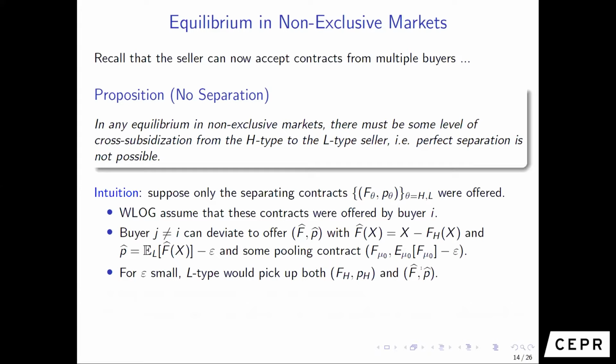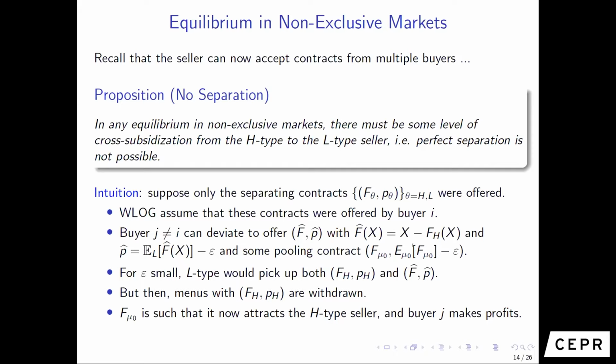This is great. Now, of course, here we have menu withdrawals. So what will happen? Whichever seller was offering the contract for the high type that was priced at high valuation is now making losses. So the menus with these contracts will be withdrawn. But this is why you also included this pooling contract. These contracts are withdrawn, and then you have a security that you designed such that after these contracts are withdrawn, it attracts the H type seller and the buyers make profits.